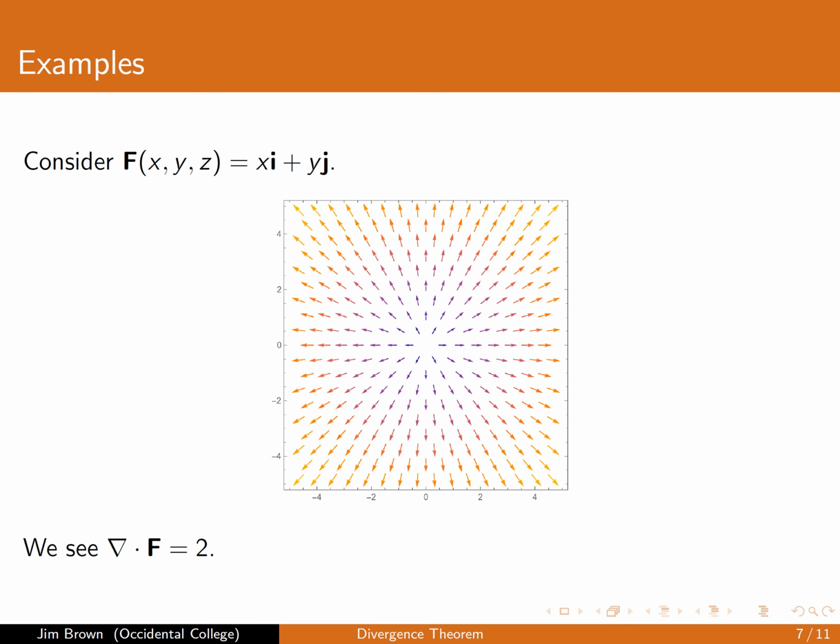And we can see that's the case. We just get 2 here, because in this case P is x and Q is y. The partial derivative of x with respect to x is 1, and the partial derivative of y with respect to y is 1, so you just have 1 plus 1. There's no R component here, so that's just adding 0. So we see this does have a positive divergence of 2.